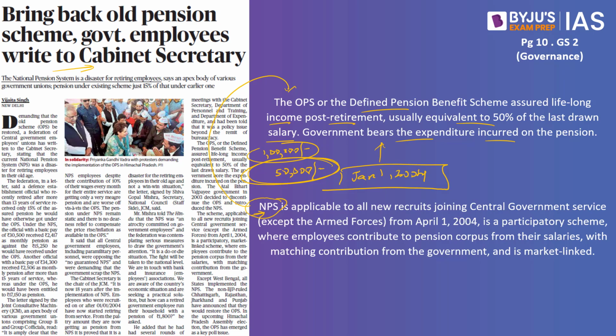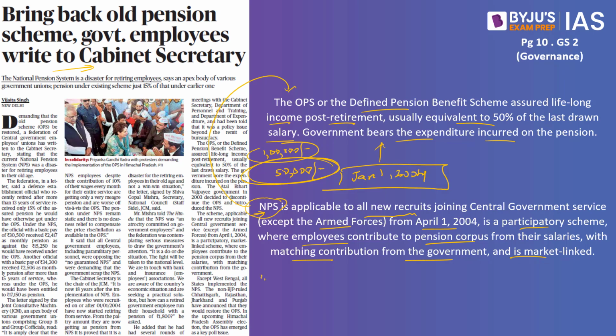But anyone who joined the central government after Jan 1st 2004 is getting what is called the National Pension Scheme. The National Pension Scheme is applicable to all new recruits joining central government service, except the armed forces, from April 1 2004. It is a participatory scheme where employees contribute to the pension corpus from their salaries, with matching contribution from the government, and it is market linked. What do we understand by this?